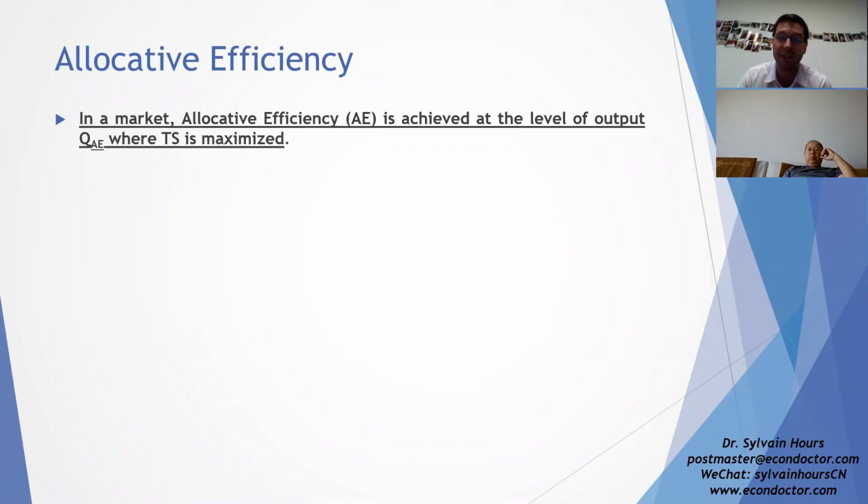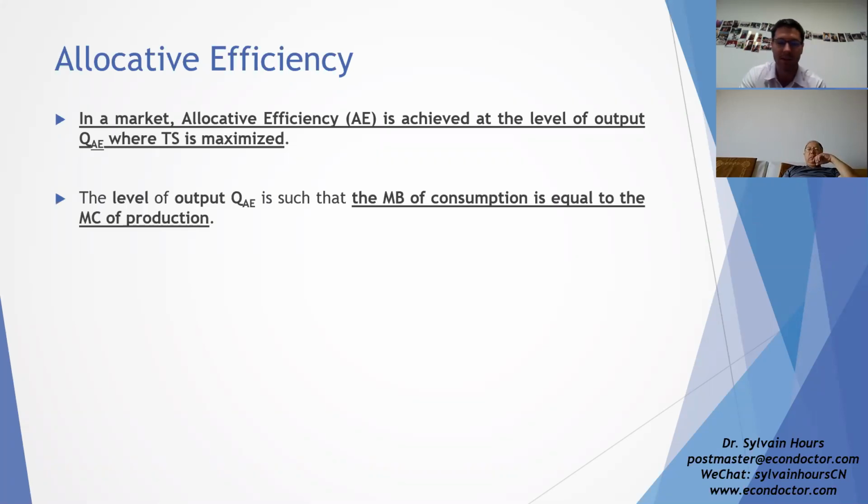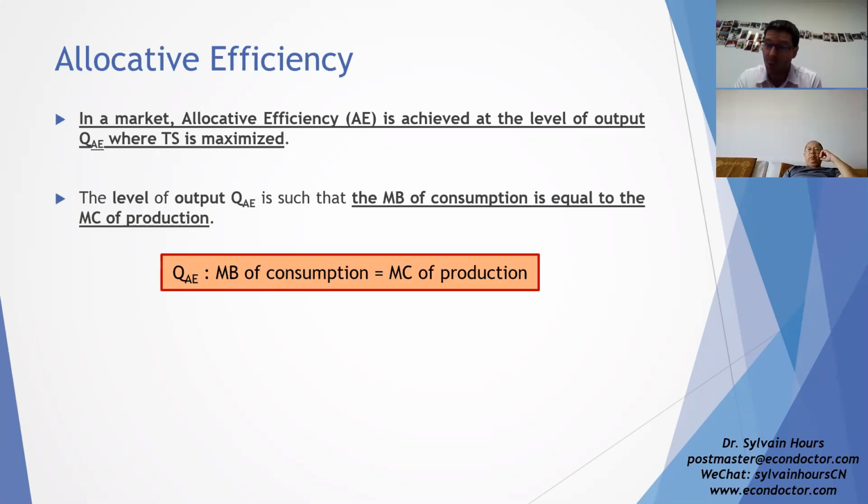Then, because your students will need a formula to know where this is. How do we know where this is? How do we know which level of output effectively maximizes total surplus? Well, the definition is very simple. This quantity of output is such that the marginal benefit of consumption is equal to the marginal cost of production. And I will explain that. I will give you the intuition, or I will suggest how you can explain this formula to your students in a minute. Just a small, short remark.